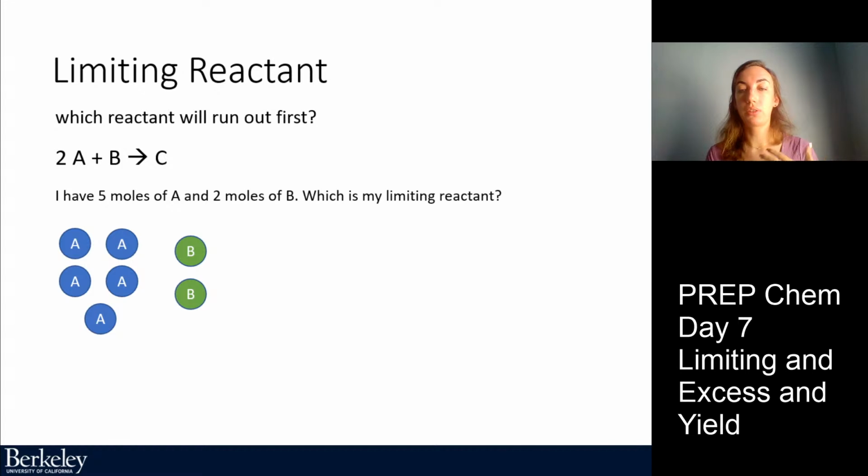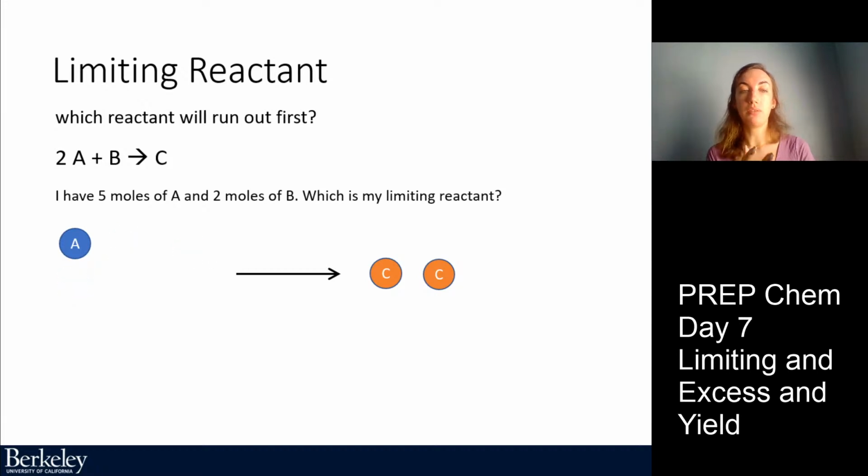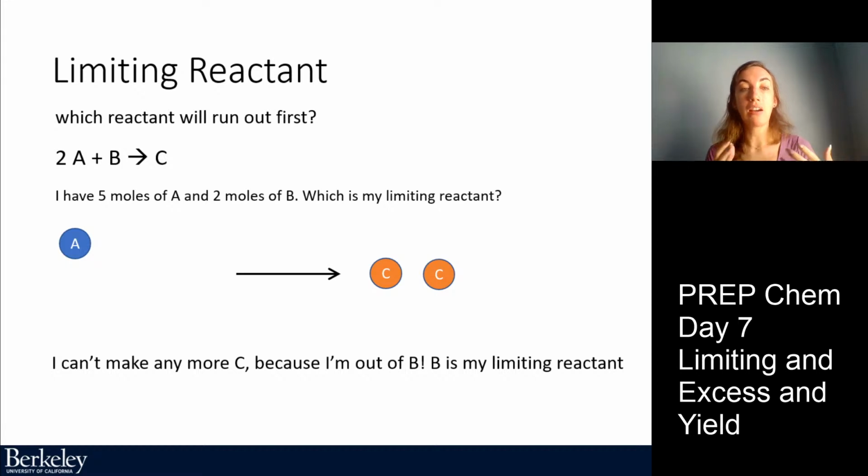So let's just go through it. If I make 1 mole of C, I use up 2 moles of A and 1 mole of B in order to do that. If I make another mole of C, I use up 2 more moles of A and 1 more mole of B. And now I'm totally out of B. So even though I have A left over, I'm out of B. So B is my limiting reactant. It's the thing that is going to run out first. And then A, I have A left over, so A is an excess reactant.